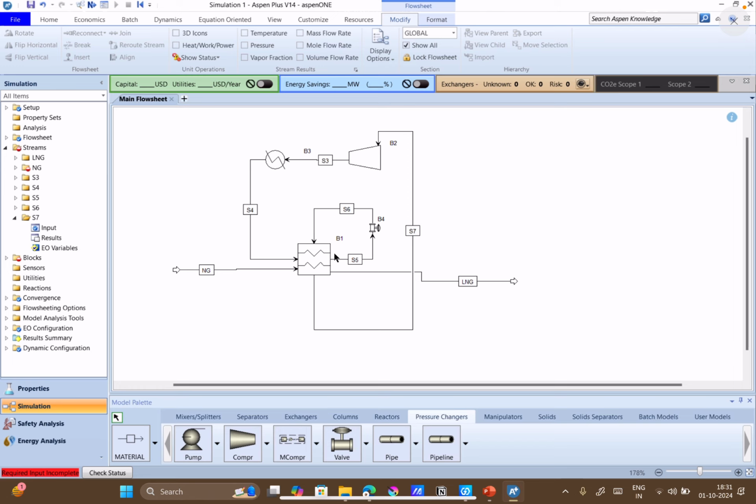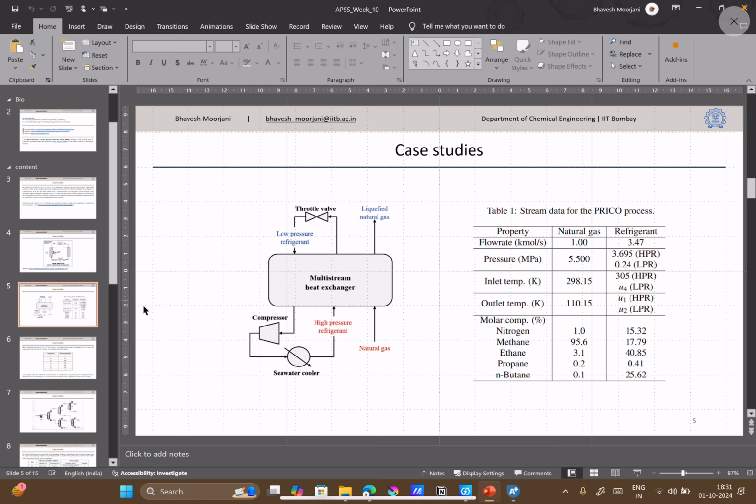Okay, so this is the information that we have. Now let's try to simulate it. What is happening here? In our problem statement, what other information do we have? So we have the flow rate of the natural gas, the flow rate of the refrigerant, and pressure values are given. The natural gas is coming at 5.5, and these values are in megapascal. So you can convert it to 55 bar, right?